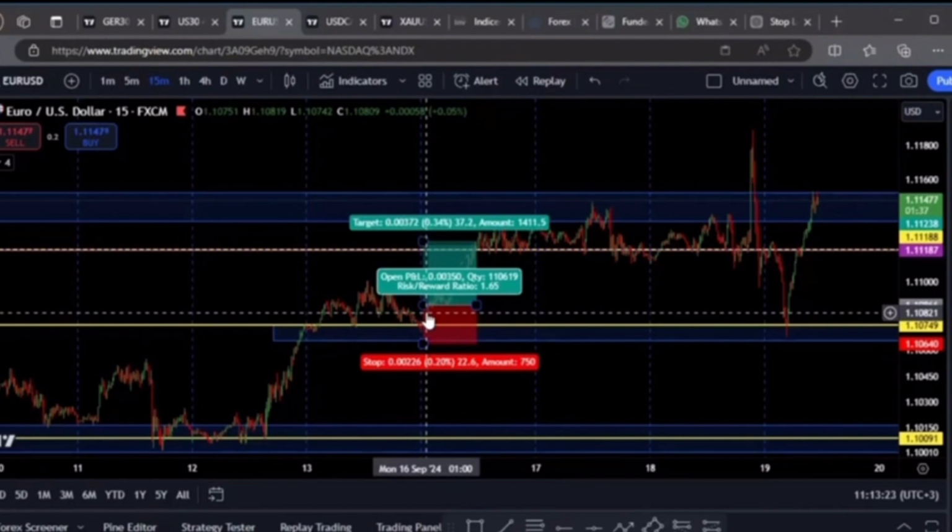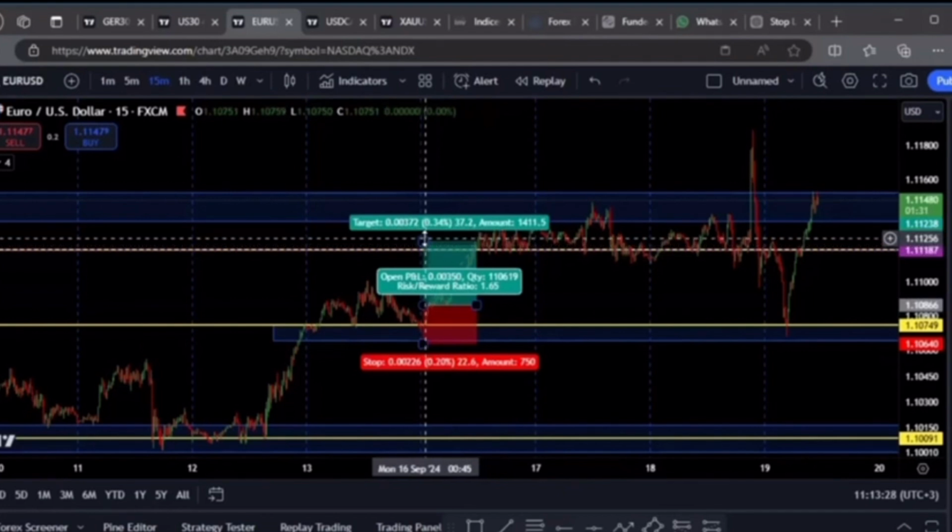So a solid risk reward ratio is very important for the long term. You can be successful in your trading journey.